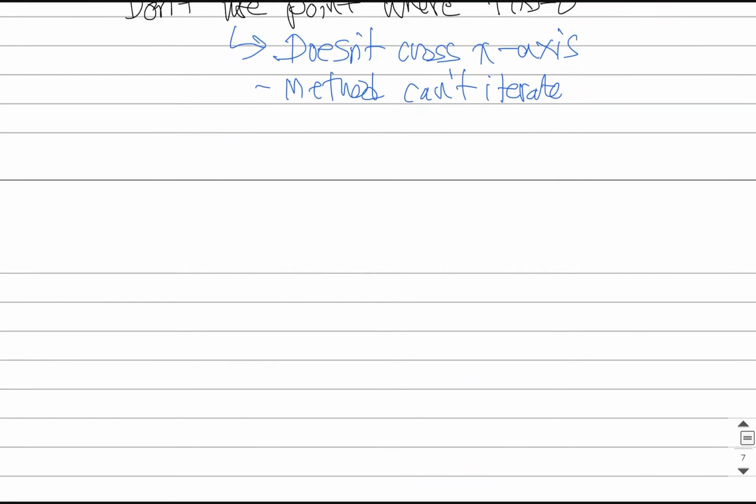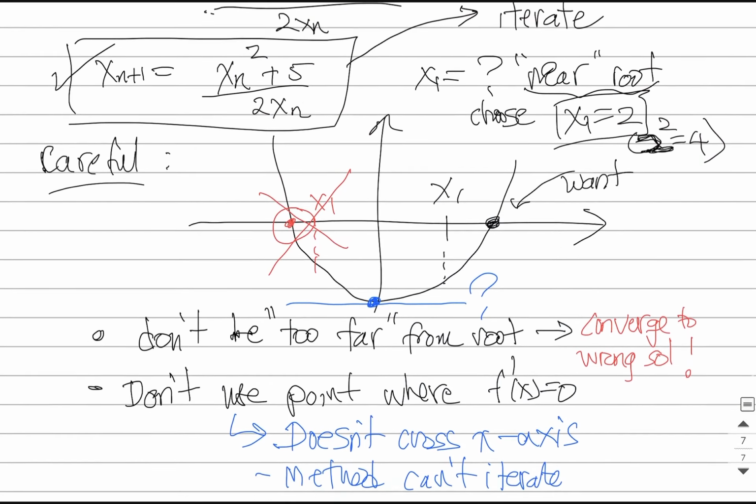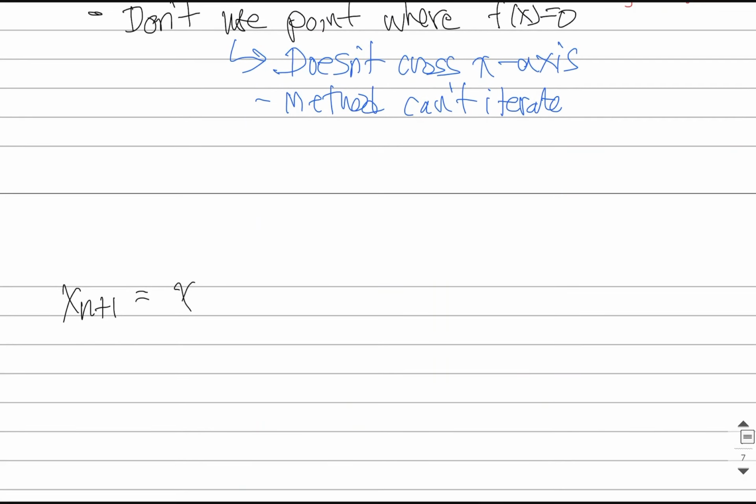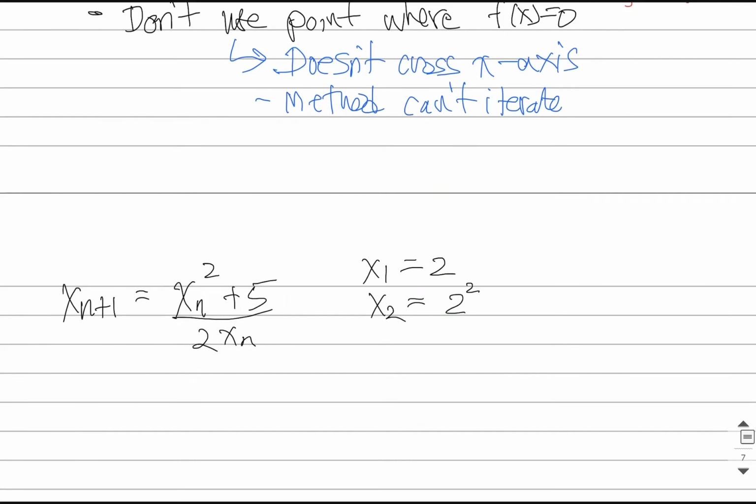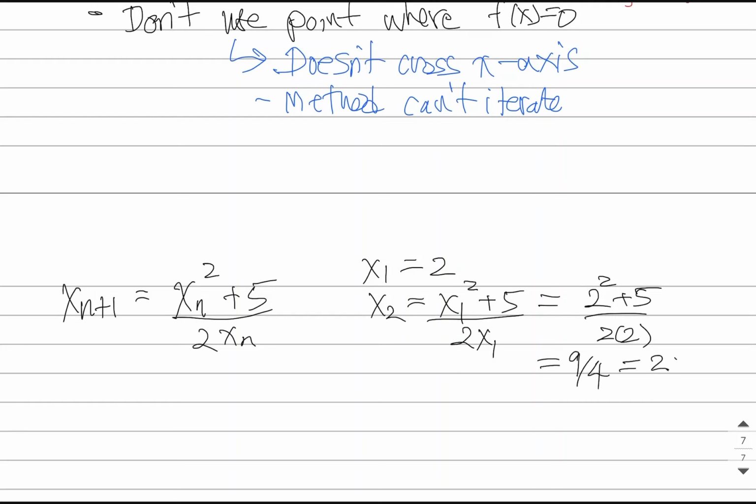How you do that is up to you. You can use a calculator, you can use a software program, whatever you'd like. But it's just a matter of doing some calculations. So that means if I were to pick x1 equals 2, x2 would be the following. Let me even write it more generally: x1 squared plus 5 over 2 times x1. So that would be 2 squared plus 5 over 2 times 2. So that would give me 9 over 4. And 9 over 4 is about 2.25.